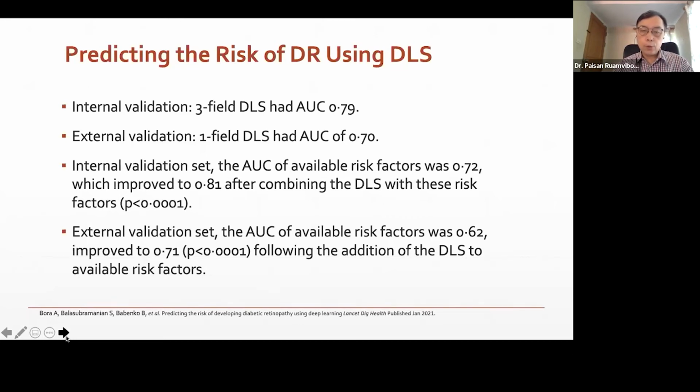However, if you use risk factors for prediction, the AUC for risk factors in the internal validation was still 0.7. But when you combine the deep learning with the risk factor prediction, the AUC improved to 0.8. That's from internal validation. The same thing for the external validation using only a single field for AI. If you use only risk factors, the AUC was 0.6. But if you combine risk factors and single-field AI, it improved to 0.7.